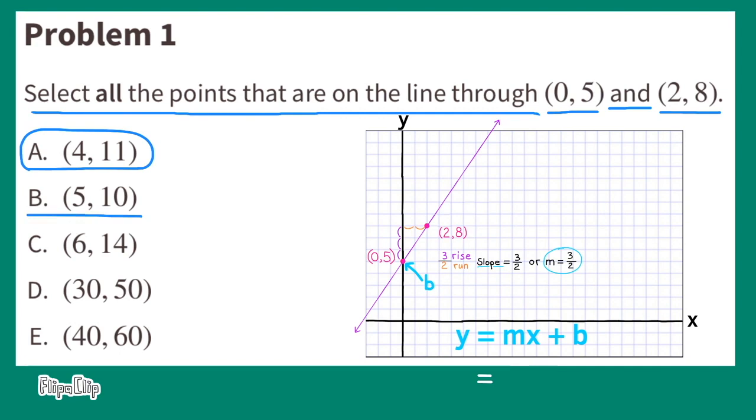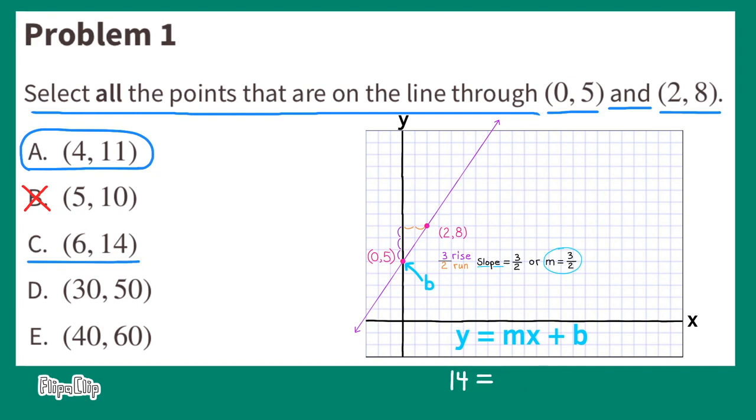B, coordinates 5 and 10. The y value is 10, so we substitute the y with a 10. We bring down the slope and multiply that times the x value, or 5, which is the same as 5 over 1. And then we add that to b, the y-intercept, which is 5. 3 times 5 is 15. 2 times 1 is 2. 15 divided by 2 is 7 and 5 tenths, or 7 and a half. And 7 and 5 tenths plus 5 is 12 and 5 tenths. Since 10 is not equal to 12 and 5 tenths, we know that coordinates 5 and 10 do not fall on the line.